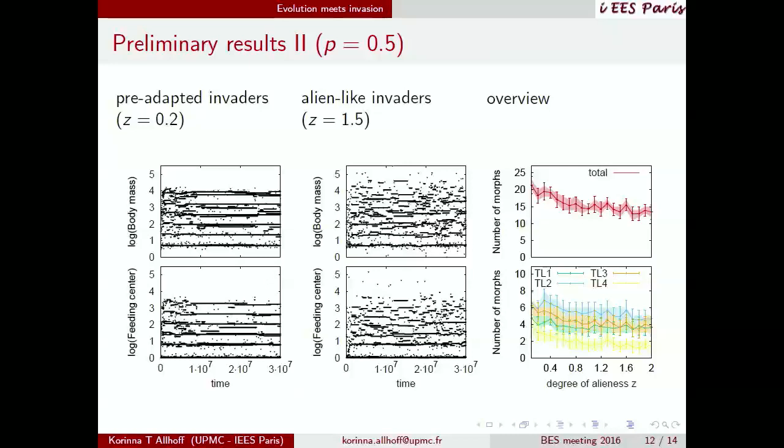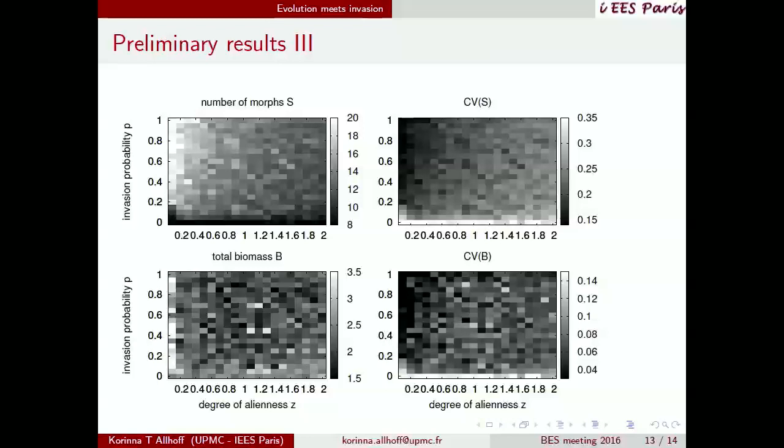Now we can do both at the same time. So we vary both parameters, and I start explaining here. You have the invasion probability on this axis, and the degree of alienness on the z-axis. The color code gives you the number of morphs in the system, so the network size, how many nodes do I have? And the biggest networks are in this corner, where I have lots of invasions, but from similar places. And I think that's a very interesting result.